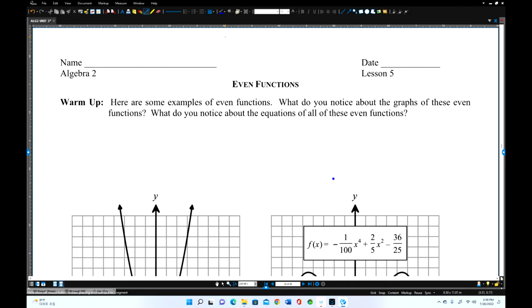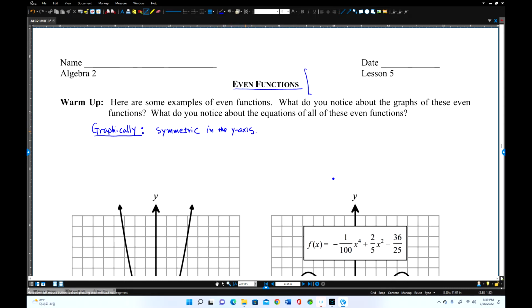Okay, today's topic is even functions. Even function definition on the graph. If you have a graph over here, graphically we can see that the graph is symmetric in the y-axis.